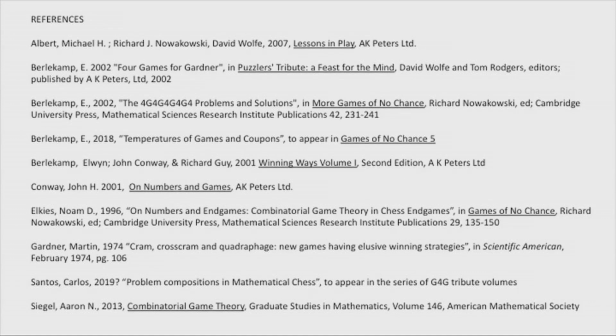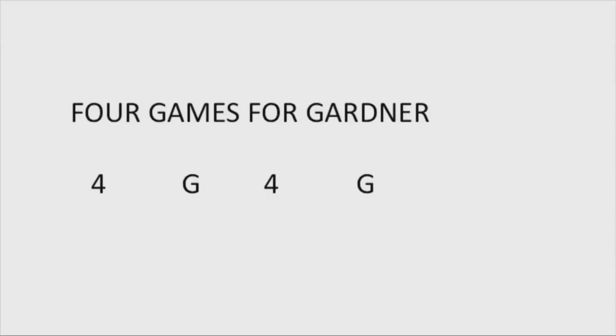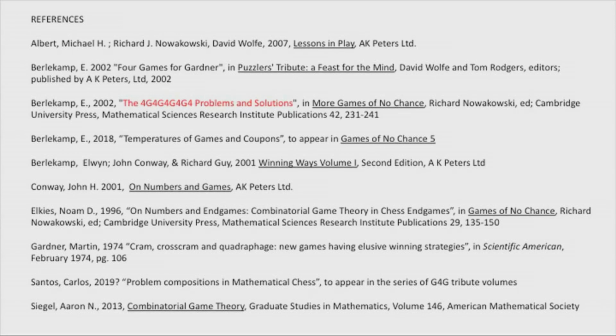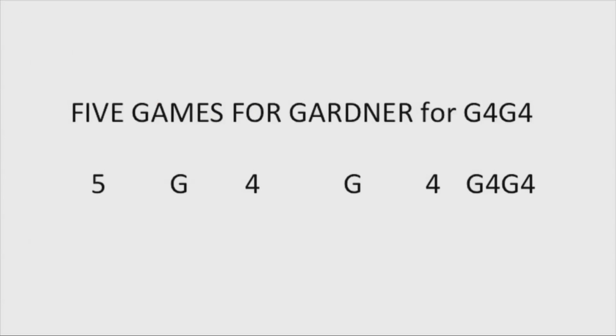The initial version of this problem was published in G4G's 2nd tribute volume, co-edited by Tom Rogers and David Wolf. I abbreviated that title as 4G4G as my contribution to the numerology of that gathering. I extended it to become the title of a paper in the 2nd volume of Games of No Chance, but I now think that title was mathematically incorrect. It might have been better to emphasize the Gallimaufry.